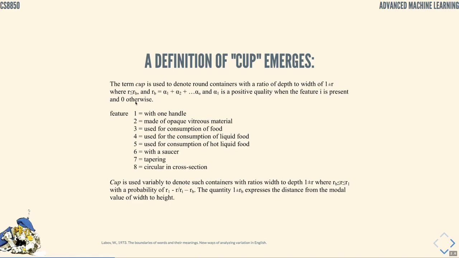Cup is used variably to denote such containers with ratios of width to depth 1 plus or minus r sub b, where r sub b is less than or equal to r, which is in turn less than or equal to r sub l, with probability of r sub l minus ratio of r to r sub t minus r sub b. The quantity 1 plus or minus r sub b expresses the distance from the model value of width to height.